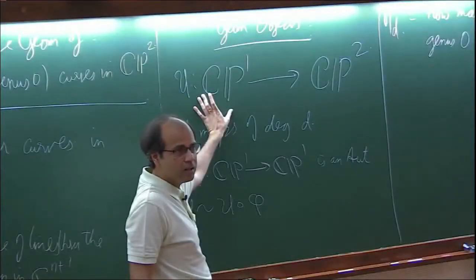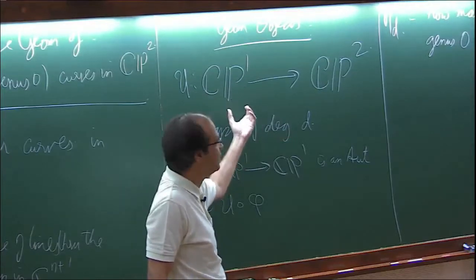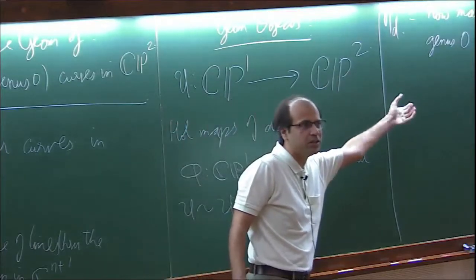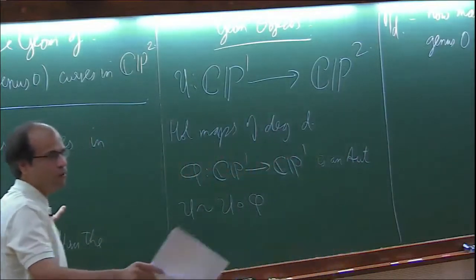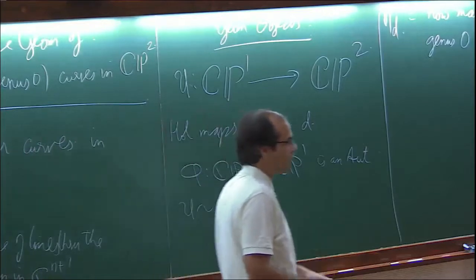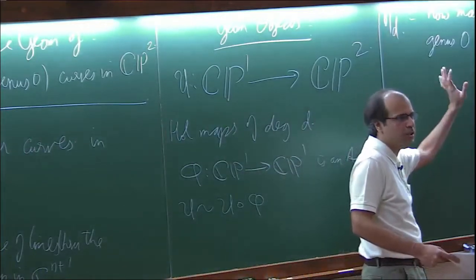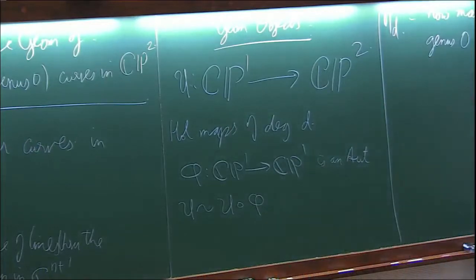CP1 is the sphere. More generally, I could have taken a genus G surface, and asked about holomorphic curves from a genus G surface. So in general, I can ask a question about genus G curves. For this whole discussion today and tomorrow, I'll talk exclusively about genus zero curves. Maybe if I have time, I might talk a little bit about genus one, but genus zero is sufficiently complicated.